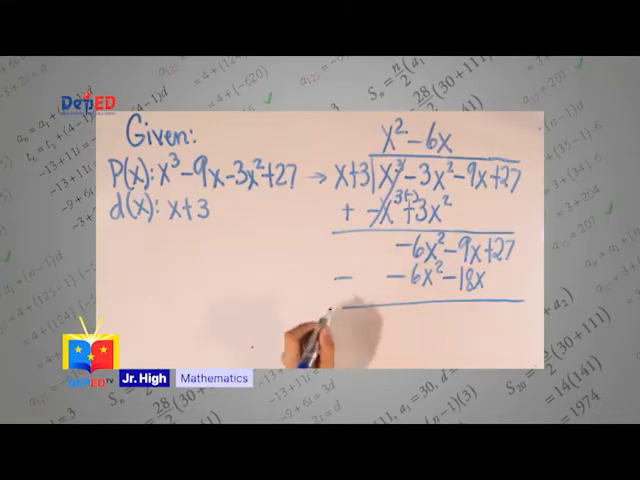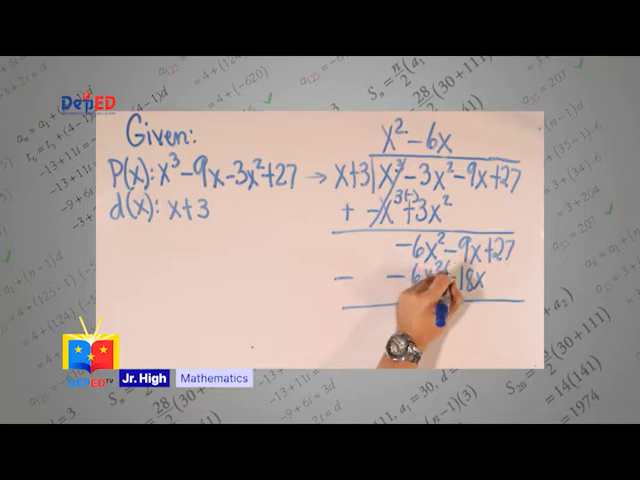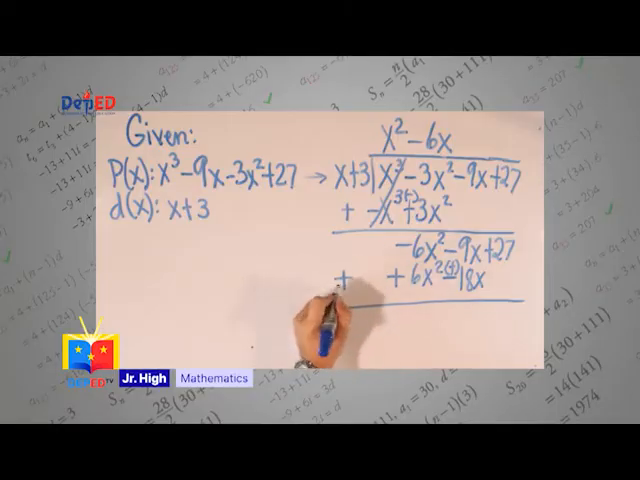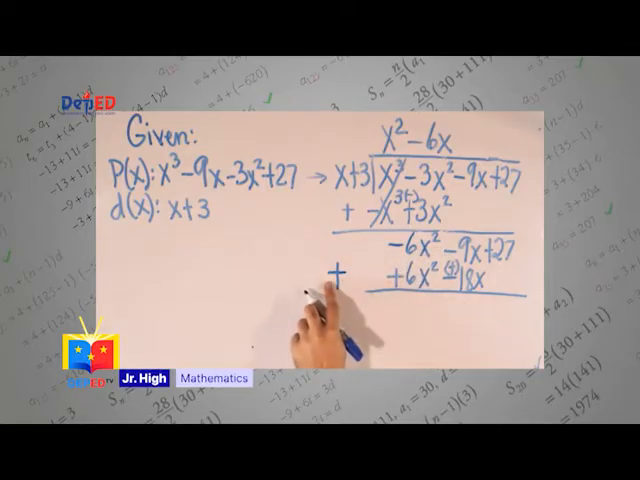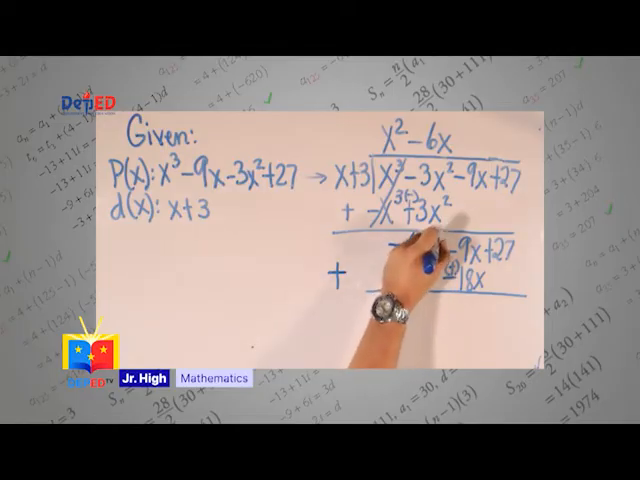Then subtract. Change the sign of your subtrahend. That is, this will become positive 18x. And this will become positive 6x squared. Then proceed to negative 6x squared plus positive 6x squared is equal to 0. So we can cancel these terms.